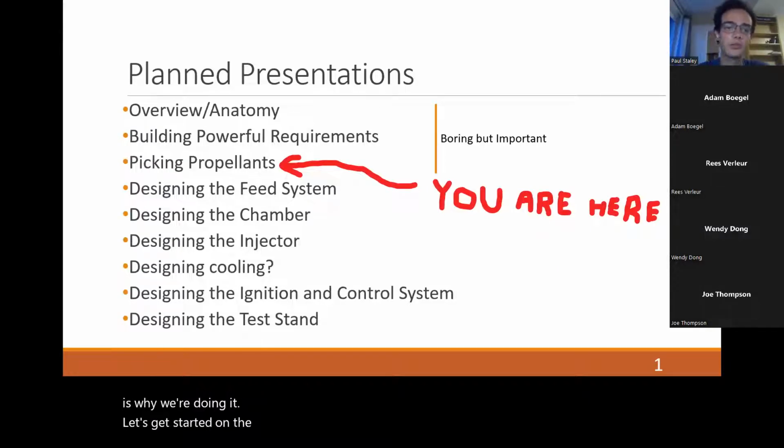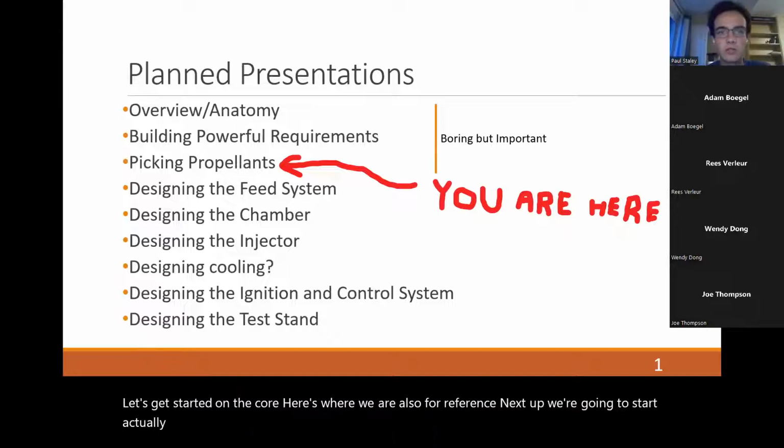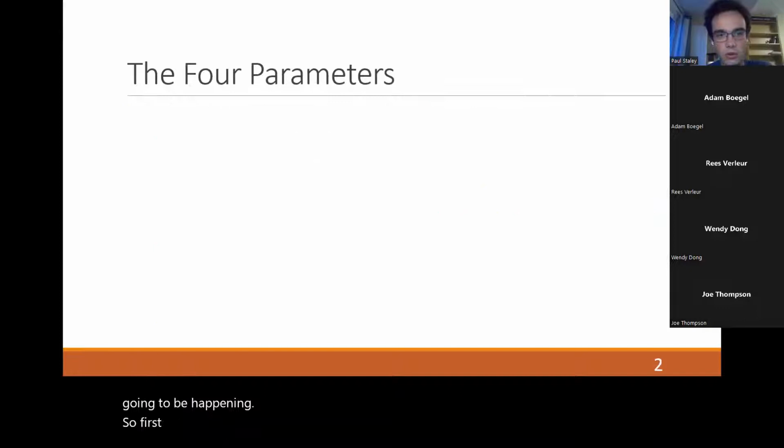Here's where we are, for reference. Next up, we're going to start actually designing the feed system, which is the first piece of hard physical design that is going to be happening. So first up, I want to review the 4 parameters we talked about earlier.